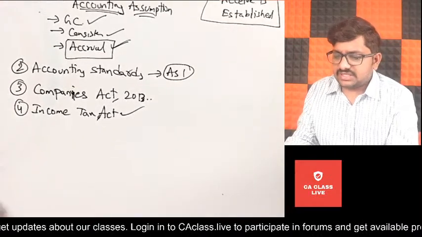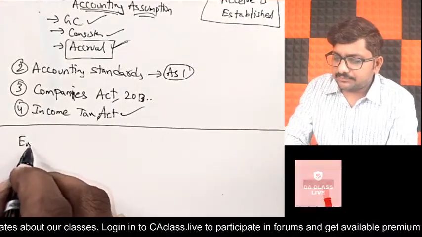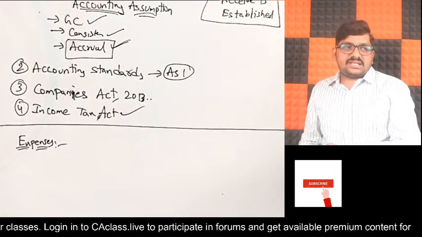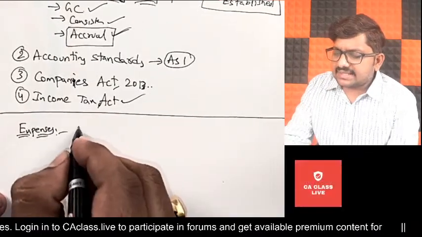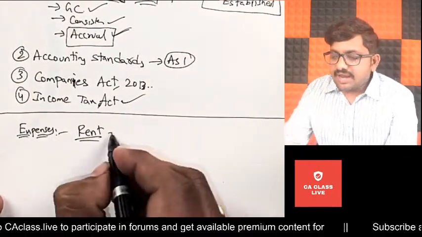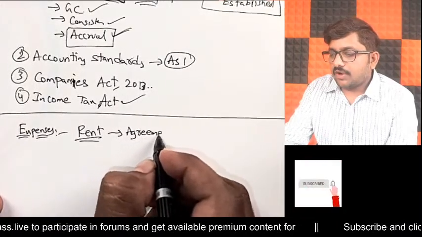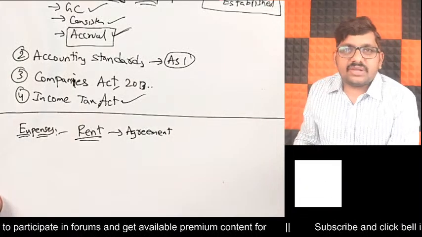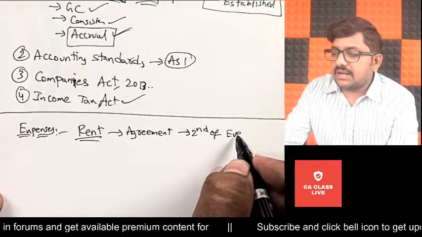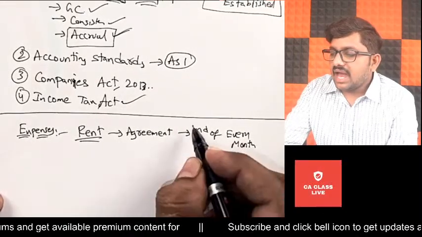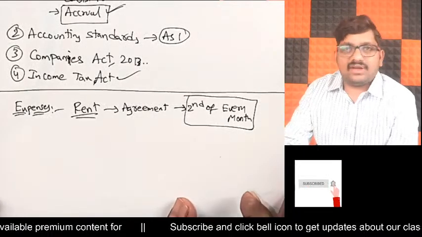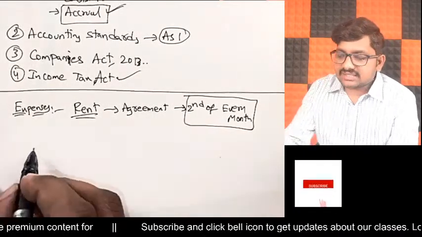Now, when it comes to expenses, imagine I take an example of rent. I made an agreement with my landlord saying that, sir, on 2nd of every month I will pay rent. It means on the agreement, on paper, you are promising that you will pay rent on 2nd of every month. Got it, friends? Now, understand this point very carefully.